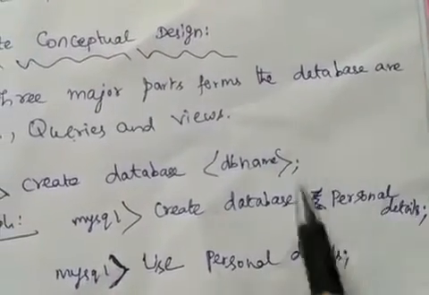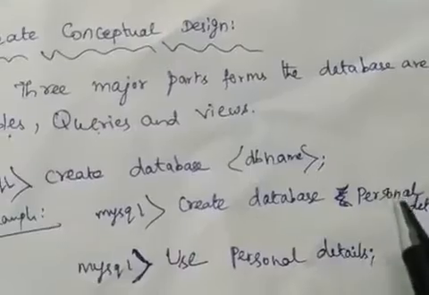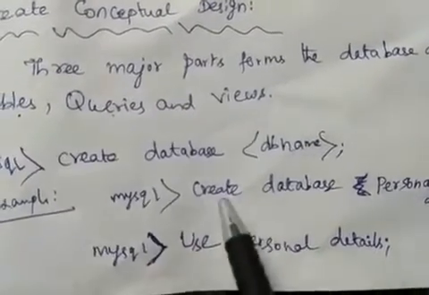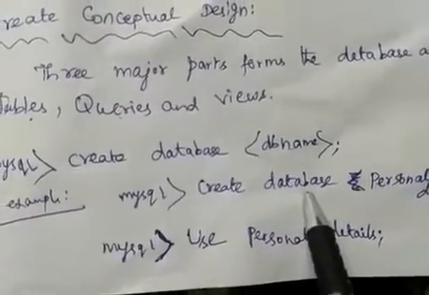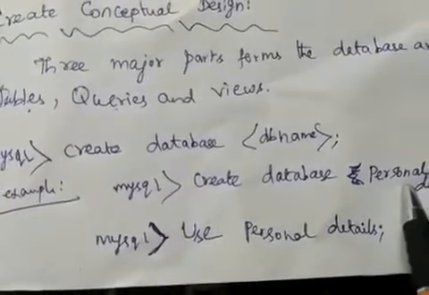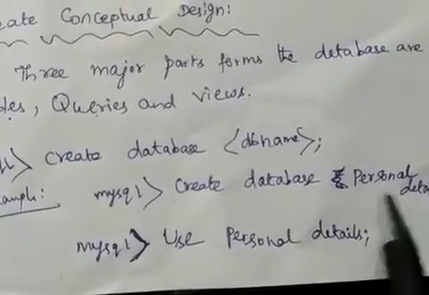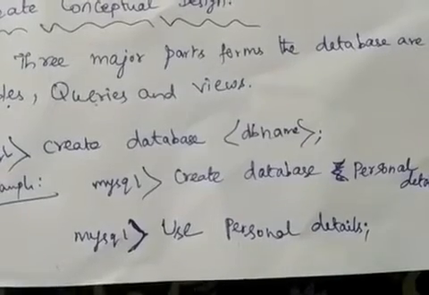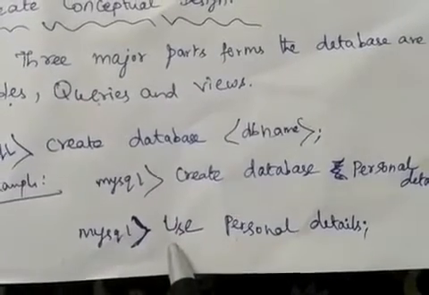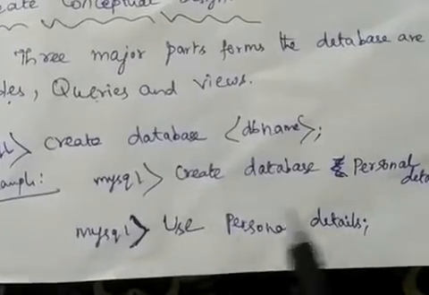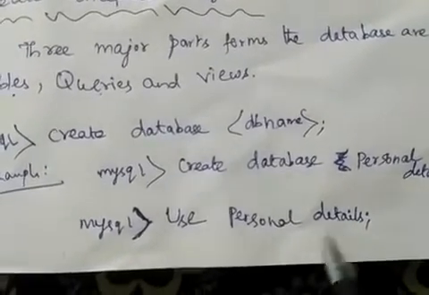So personal details is a database created with the help of a command. What is the command here? Create database. Here we have created a database named personal details, and how do we activate the database? With the help of the use command, we are activating the personal details database.